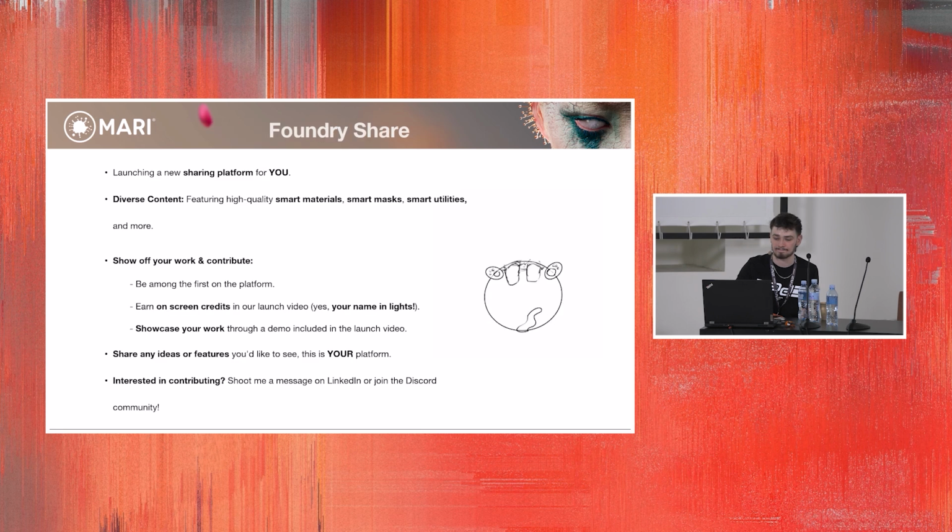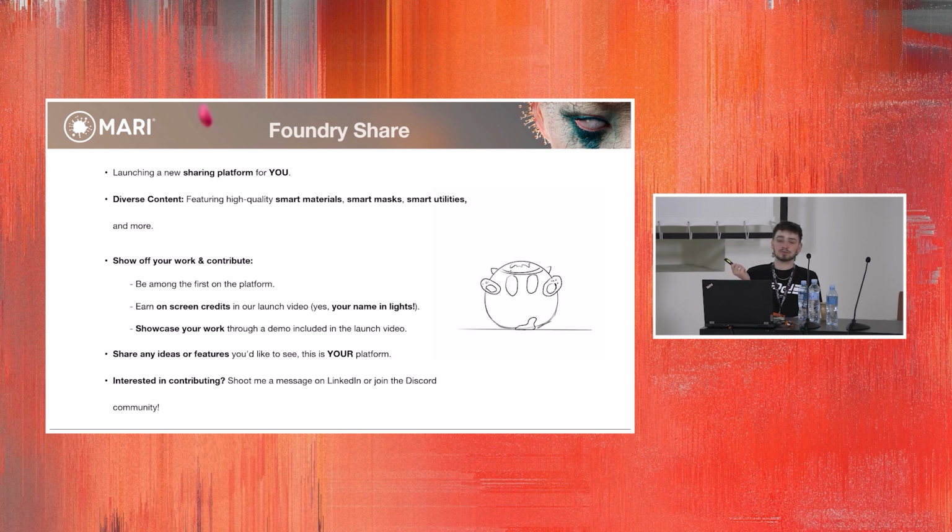And last but not least, this is the reveal. It's a new platform just for you guys. You can upload, download, anything you want to it. It's for smart materials, smart masks, and smart utilities. That's the first step, and then as a second step, we're going to add loads of other things like plugins, gizmos, project templates, HDRIs, meshes, everything you'd need for texturing. And if you want, you can contribute to the platform and be among the first credited on it.